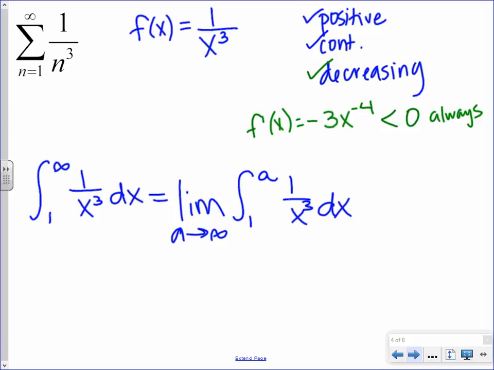Okay. Antiderivative. Antiderivative of x to the negative third. Negative 2 over x squared. Almost. I agree with x to the negative 2. You guys have a coefficient of negative 1/2, right?